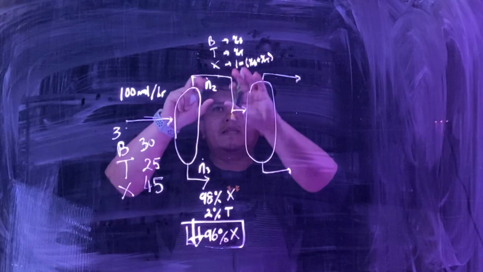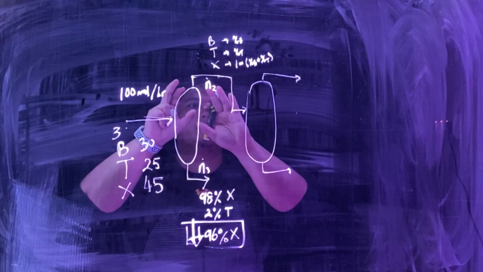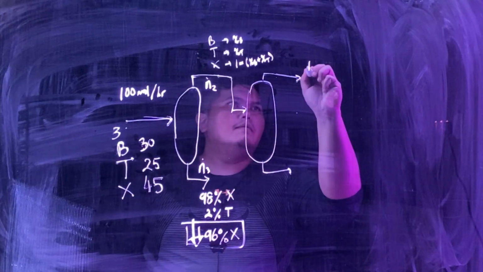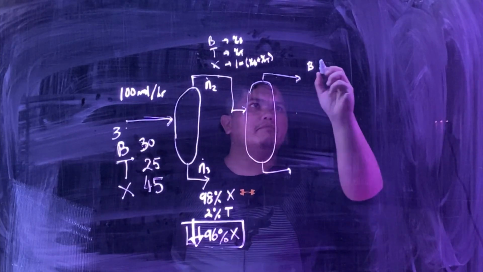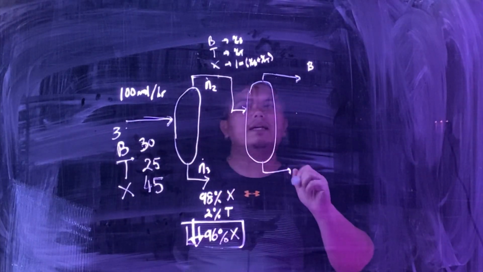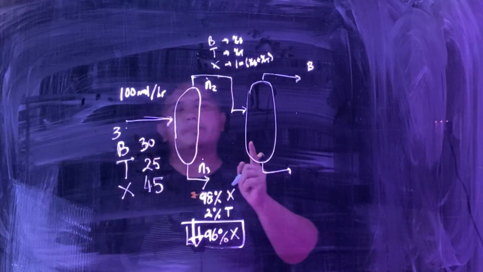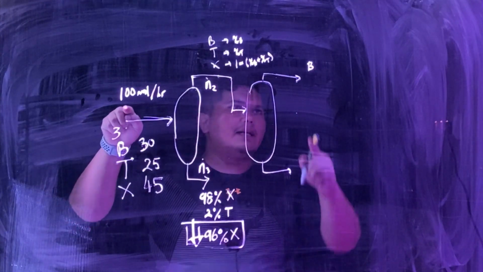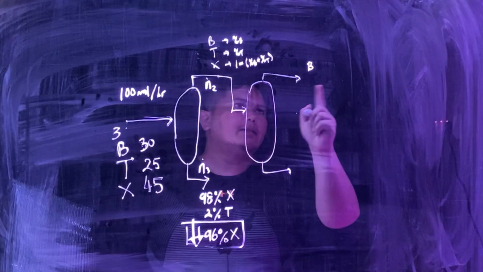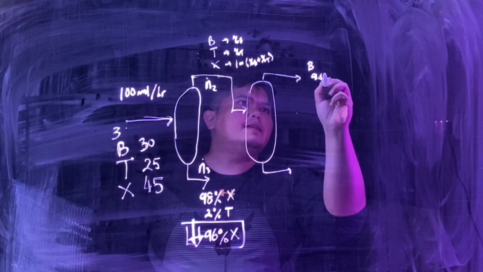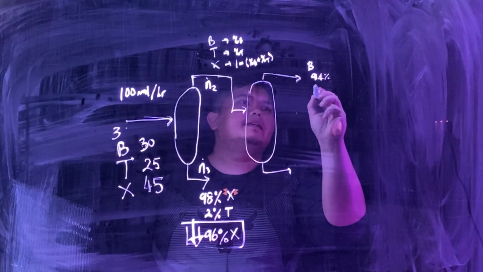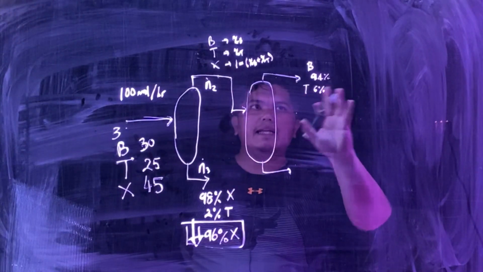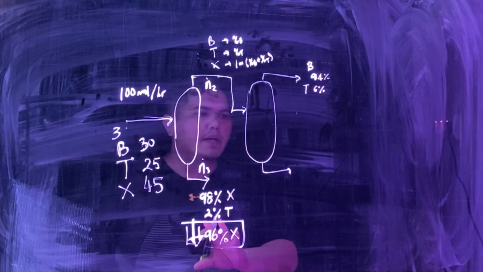So now this particular output from the top product of the first column enters the second column. When it enters the second column, we want to recover mostly benzene at the top, and we were told that 97% of benzene is recovered at the top in comparison to the feed. At the same time, we were told that the composition at the top is 94% benzene, and the remaining 6% is toluene. There is no more xylene at the top because xylene is a very heavy component, so it goes to the bottom.